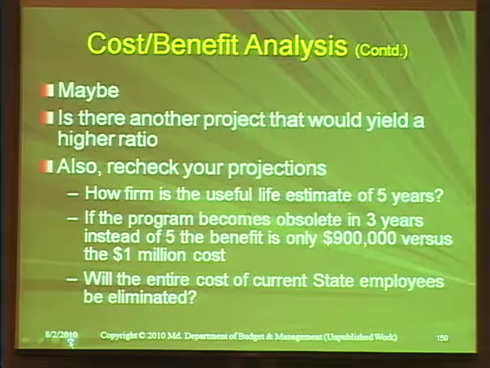Recheck your projections. How firm is the useful life estimate of 5 years? If the program becomes obsolete in 3 years instead of 5, the benefit would be $900,000, even discounting the fact you may still need some employees to monitor the contract, etc., versus the $1 million cost. So obviously, if you have a best case scenario and a worst case scenario, and the worst case scenario is it's going to cost money to undertake, you're probably not going to undertake that procurement at all.